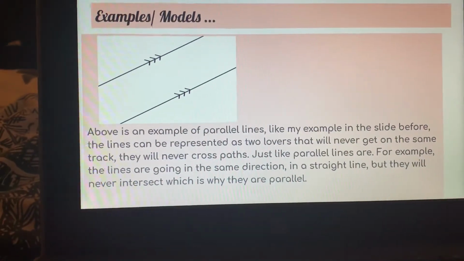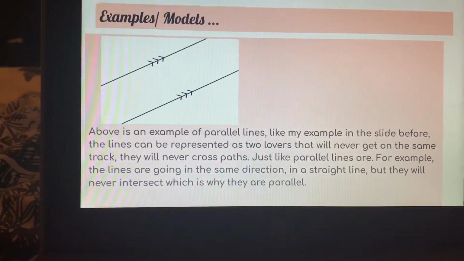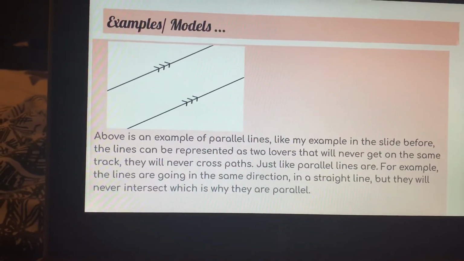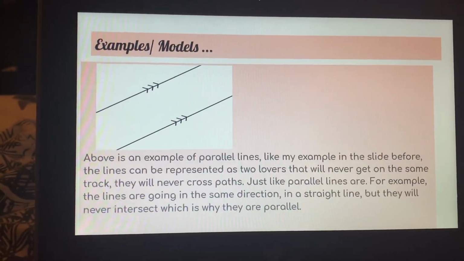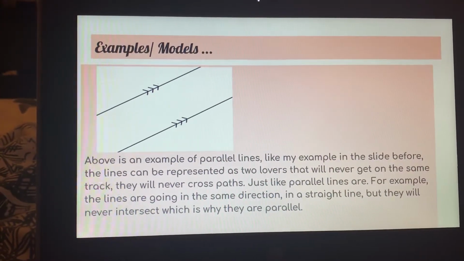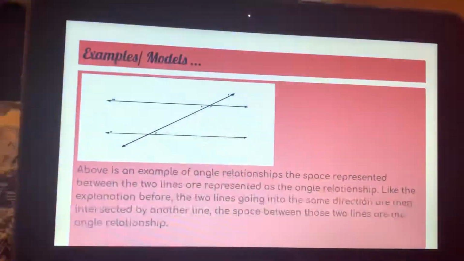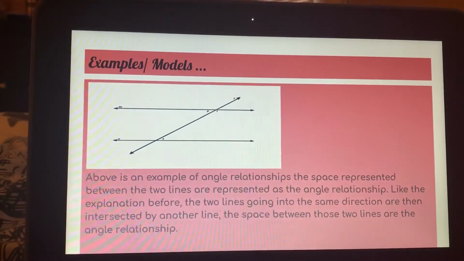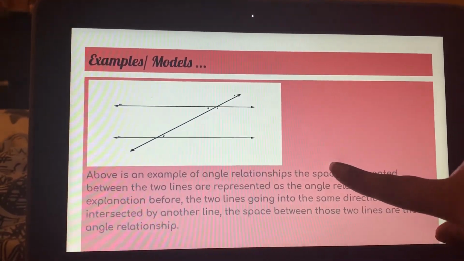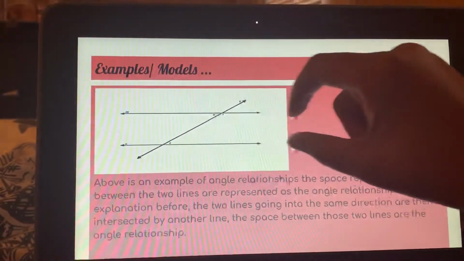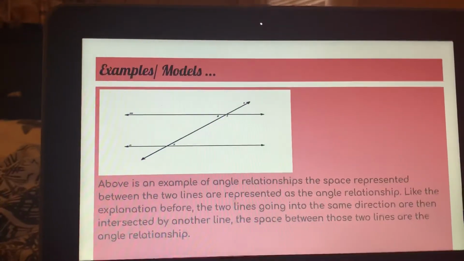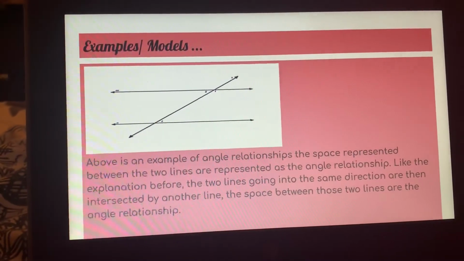Examples. Above is an example of parallel lines. Like my example in the slide before, the lines could be represented as two lovers that will never get on the same track. They will never cross paths. Next example. This is an example of angle relationships. This space between them, between the two lines cut by the transversal, that's the angle relationship.